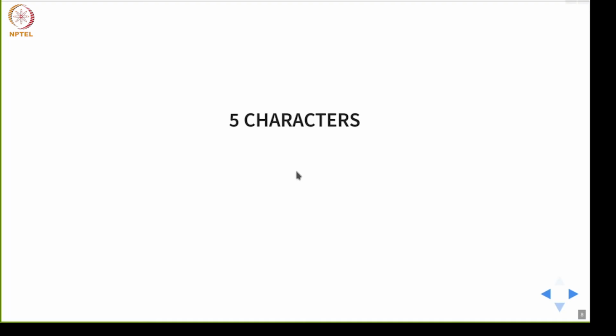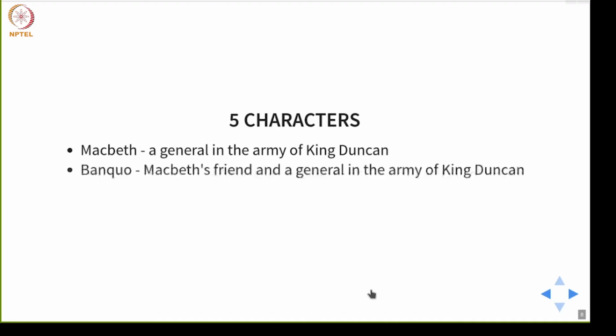Okay, sure. Thank you. So there are 5 characters that you saw in this scene. Macbeth is a general in the army of King Duncan of Scotland. Banquo, his friend, is a general in the army also. The 3 witches that you saw, Shakespeare refers to them as wayward or weird sisters. So these are the 5 characters.